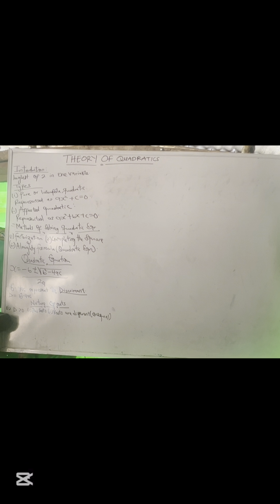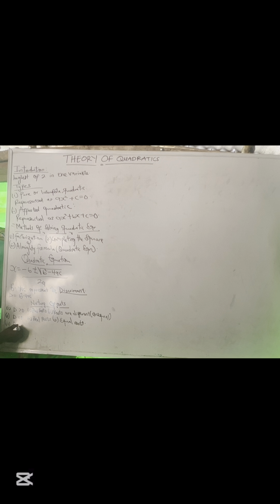But if the discriminant equals 0, we will also have real roots, and also there will be equal roots. So guys, this simply means that before we can have equal roots, the discriminant value is going to be equal to what? 0.